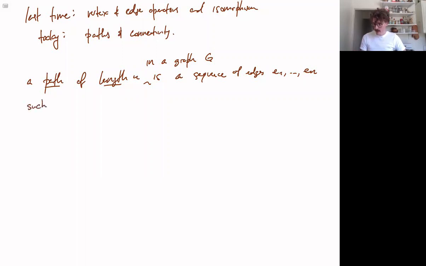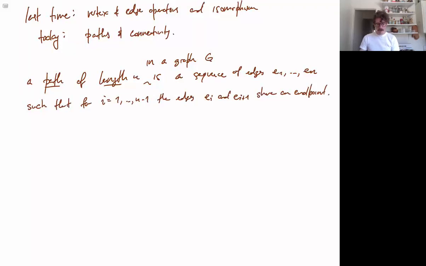One way of saying that, such that for i from 1 to n minus 1, the edges Ei and Ei plus 1, so each edge and the next, share an endpoint. So this is the definition of a path. It's a sequence of edges that match up end to end.